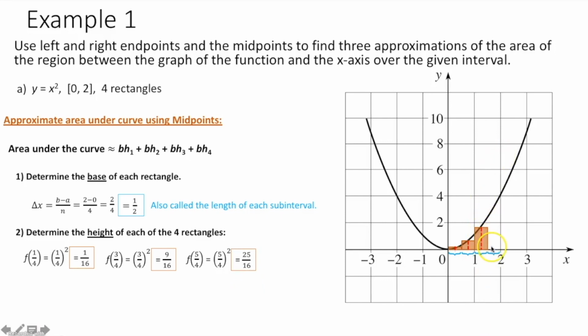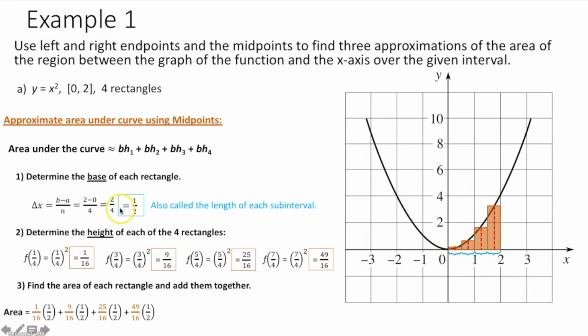The height of my last rectangle is determined by the midpoint, which here is between 1.5 and 2. That's going to be 7/4. I plug that into the function, and I end up getting 49/16, which is going to be the height of my last rectangle.